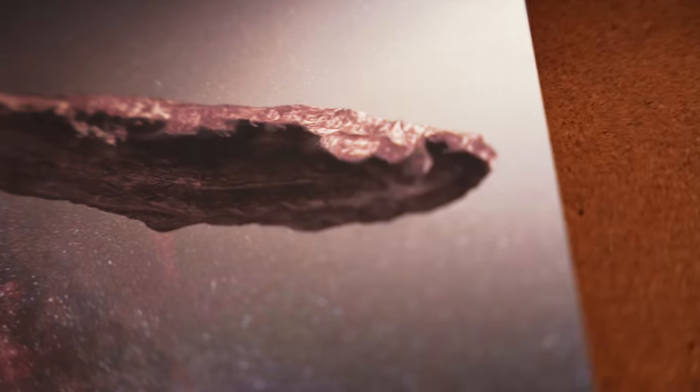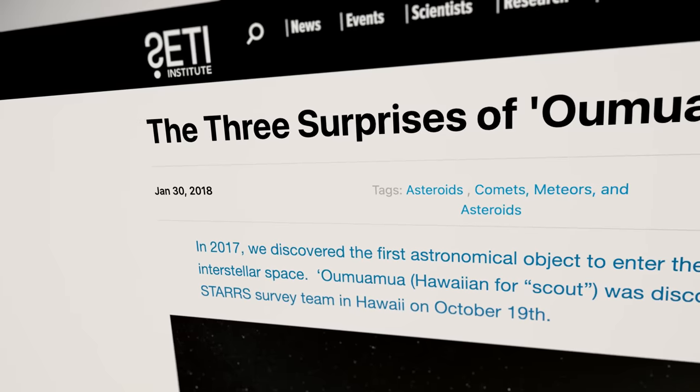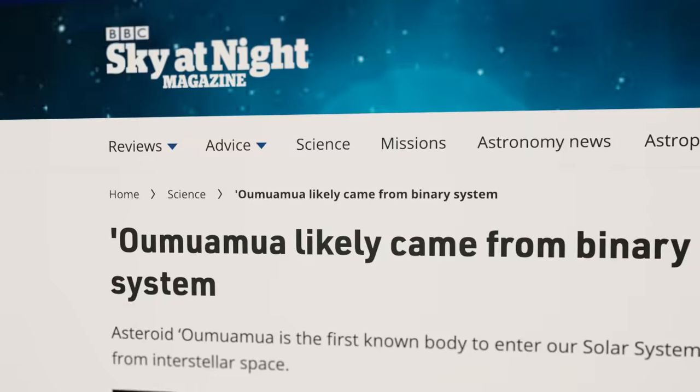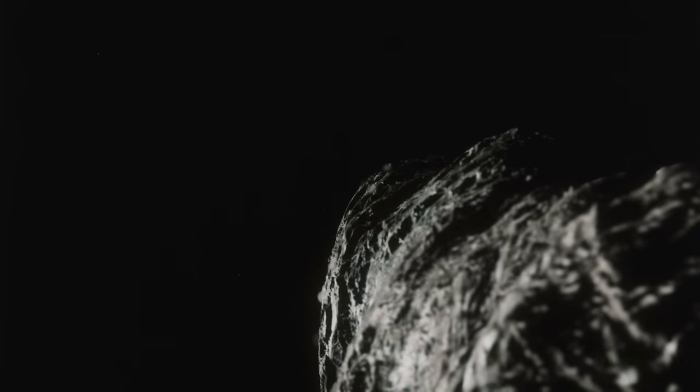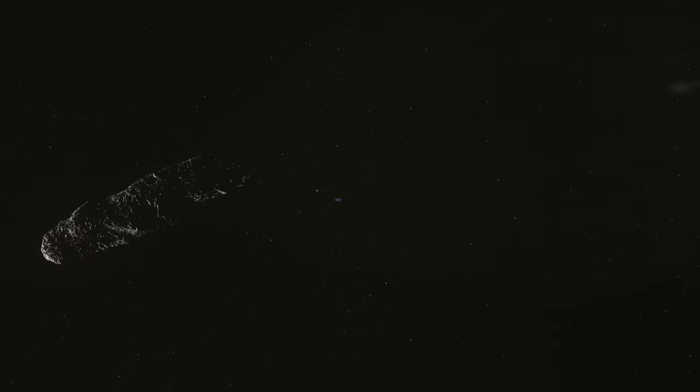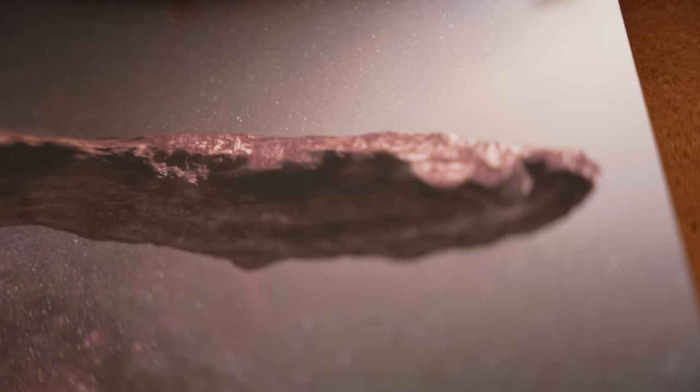This is Oumuamua, a Hawaiian word meaning a messenger from afar arriving first. It made headlines around the world when discovered in 2017 because it was the first interstellar object that had been detected in our solar system. That is, the first thing that we've observed coming from outside of it. It's an elongated, cigar-shaped object that measures about 800 meters long and 80 meters wide, and it was traveling at an incredible 315,000 kilometers per hour.